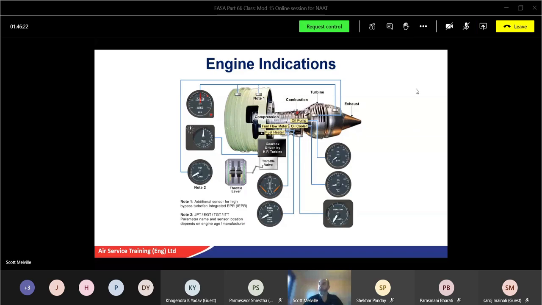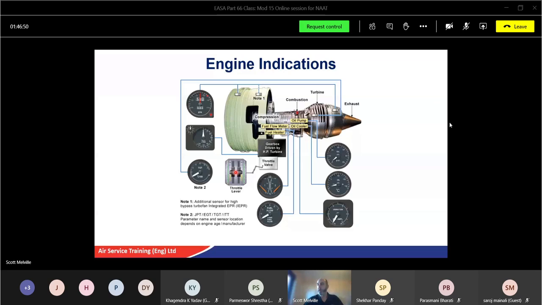What I've got here is just an example of a high bypass engine. I've got TGT or EGT, RPM, EPR, engine pressure ratio. What was EPR again? Engine pressure ratio, that is the ratio between the exhaust and inlet. Yeah, exhaust over the inlet. Good.